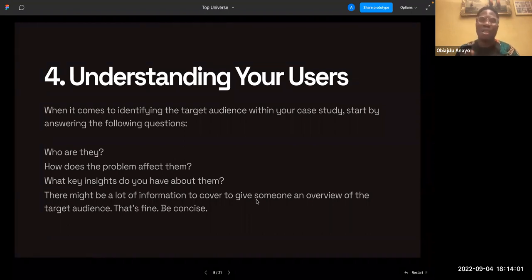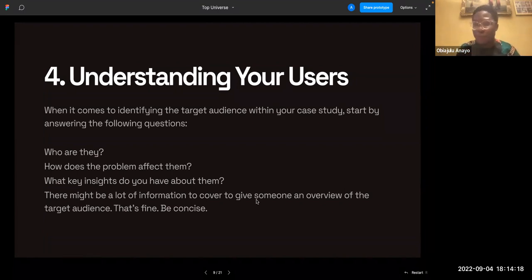And it can be very annoying, especially when you're carrying out usability testing and you're like, why can't they see this particular button? Who are these guys? Can't you just see? Right? So you need to be able to understand the user that you are designing for, and you need to be able to identify the target audience. So who are these guys?